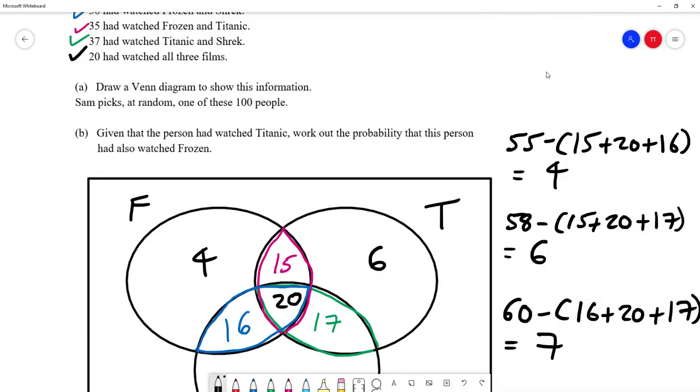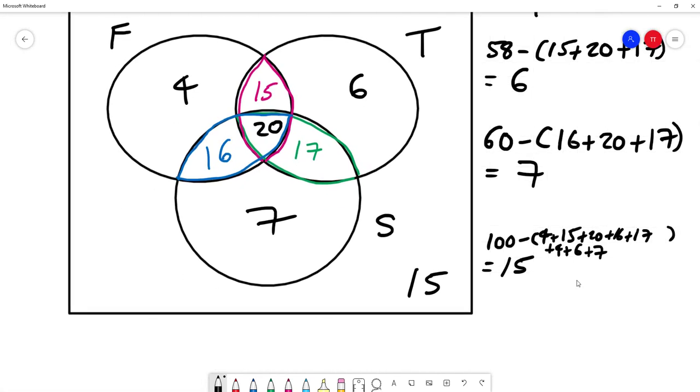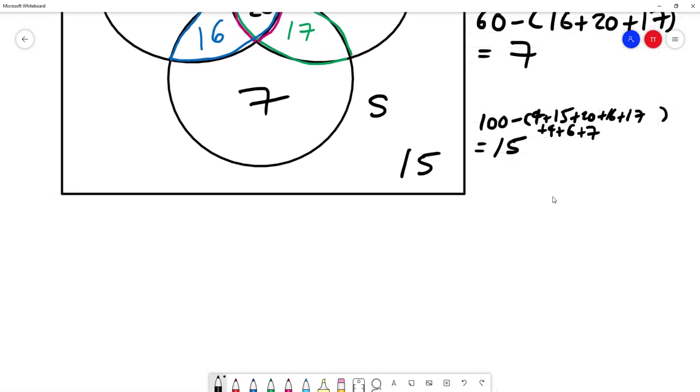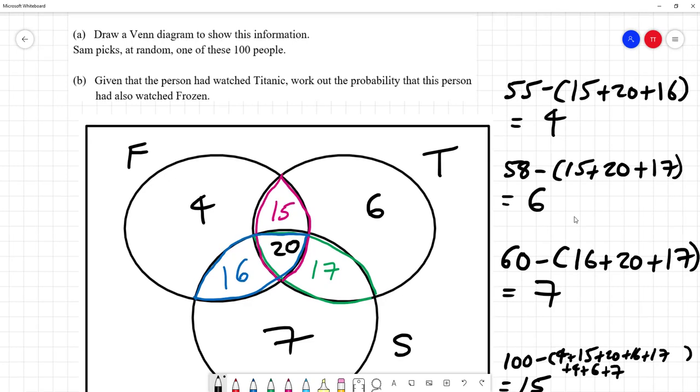So for part B, Sam picks at random one of these 100 people. Given that the person had watched Titanic, work out the probability that this person had also watched Frozen. The word given that is something called a conditional probability. So we'll go back to the question again and make sure we read it carefully.